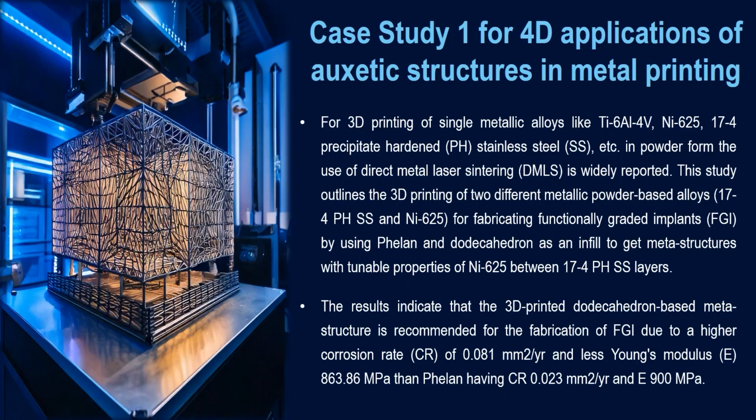Basically, at the end, we are interested in reducing the stress shielding effect, and of course, we are interested in their in vitro analysis, so that the corrosion rate can be controlled. So, in this study, the dodecahedron as a metastructure or as an exotic structure resulted in a tunable corrosion rate with a lower Young modulus as compared to the other structure, which has shown a corrosion rate of 0.023 mm per year with a relatively higher Young modulus.